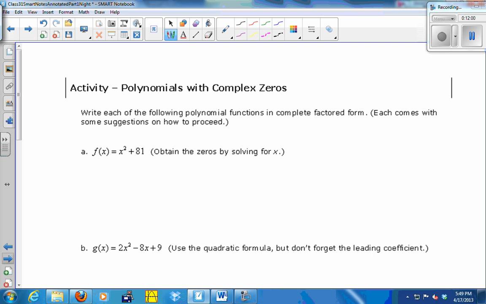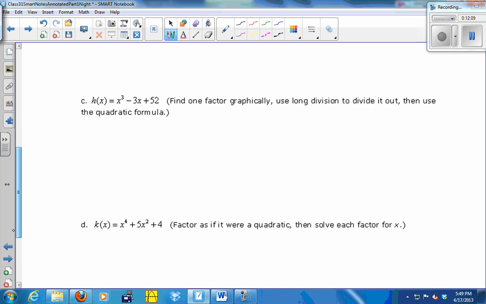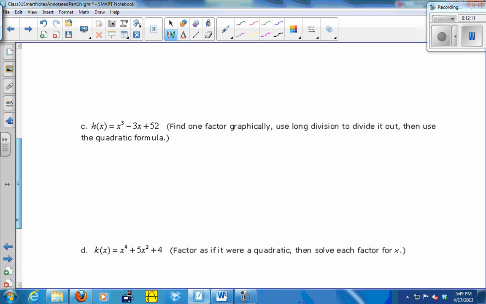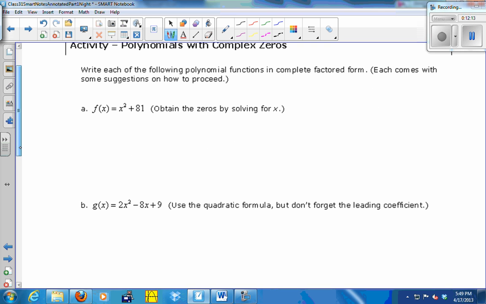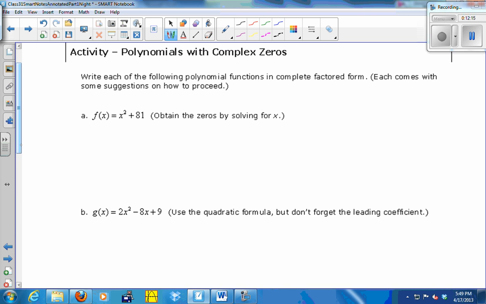Okay, so we have this polynomials with complex zeros thing. I think I'm going to do a couple of these with you, and then I'll let you try some of the later ones on your own. So my goal is to write each function in completely factored form. I want to write it as a product of linear factors. And I know from the degree how many linear factors I'll be looking for, right?